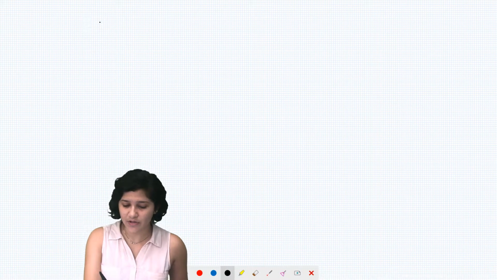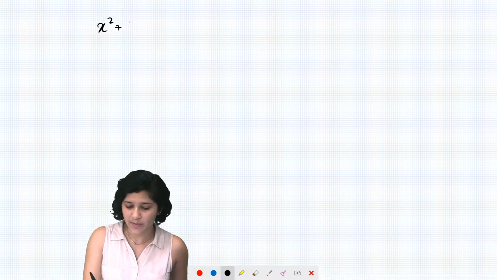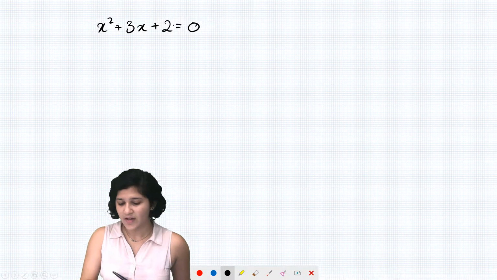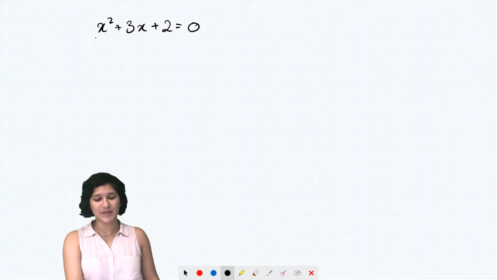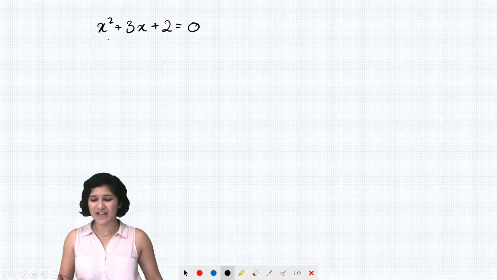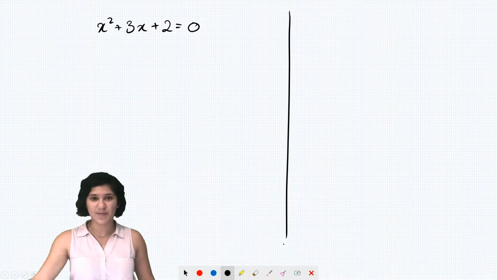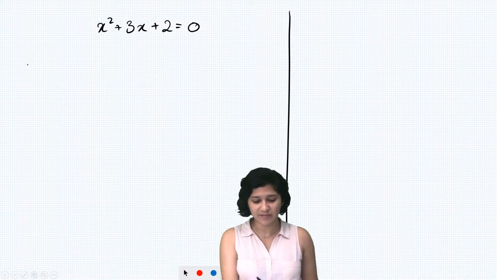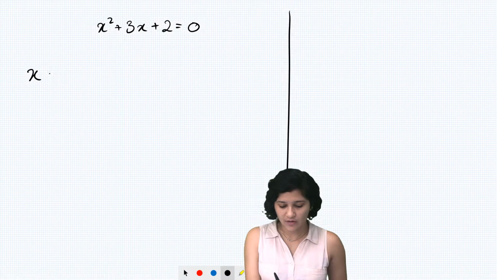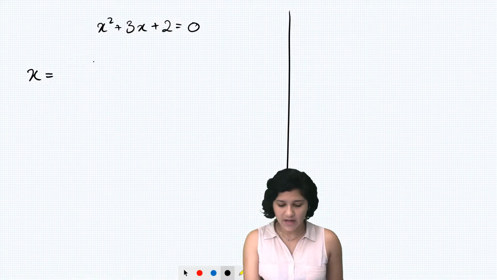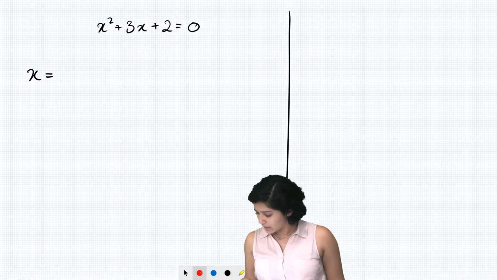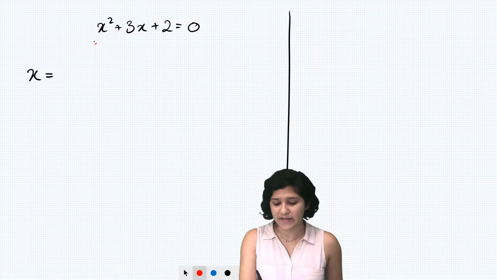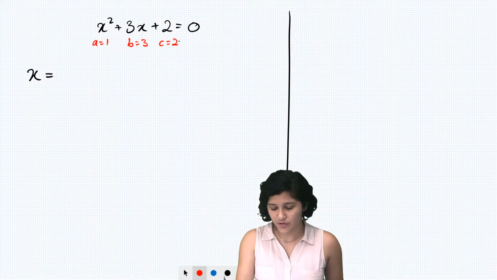So let's take this quadratic as an example, x squared plus 3x plus 2. Now, if you've had a bit of practice at this, you'll see straight away that it can be factorized. So we'll do that as our second method later on. But for now, let's try and use the quadratic formula to solve this. So we can straight away say x equals, and what I'm going to do is again say what my a, b, and c are. So a equals 1, b equals 3, and c equals 2.